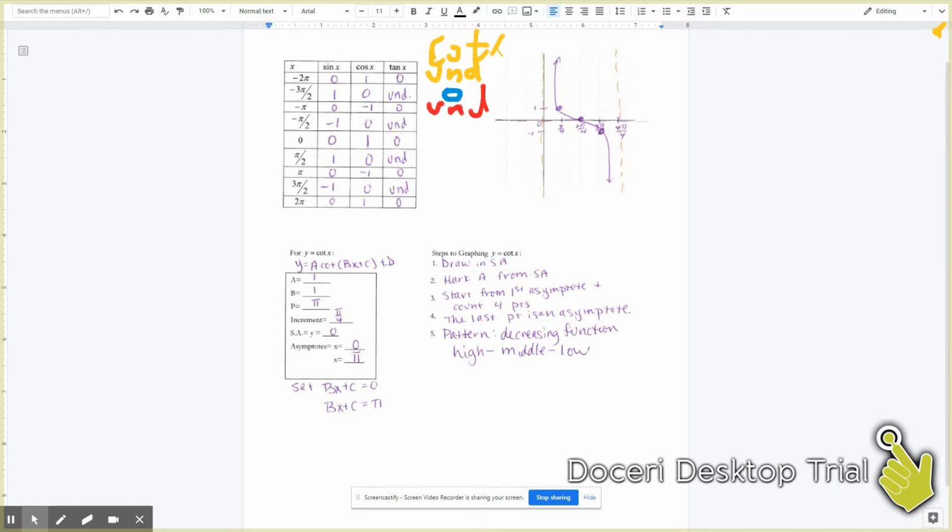All right, and we could keep going there. I won't change up the colors anymore. 0, undefined, 0, undefined, 0, undefined.